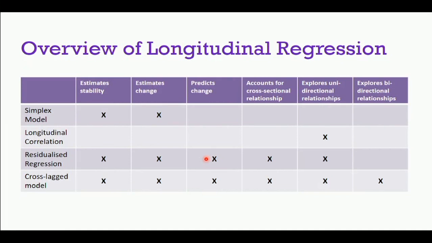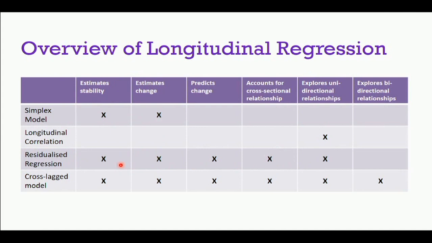Okay, so we've got an overview here of regression, longitudinal regression, and what I've done is I've done a checkbox. Which things estimate stability and change? So you see here the longitudinal correlation. It doesn't deal with stability and change. It only explores unidirectional relationships. Whereas the residualized regression, it handles all of those.